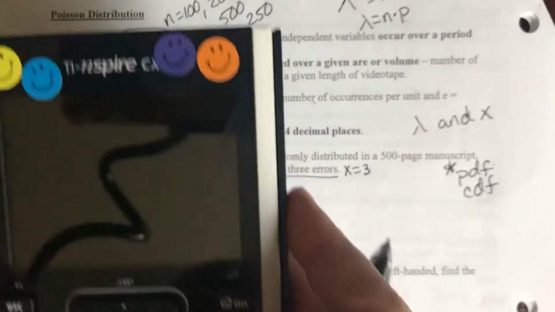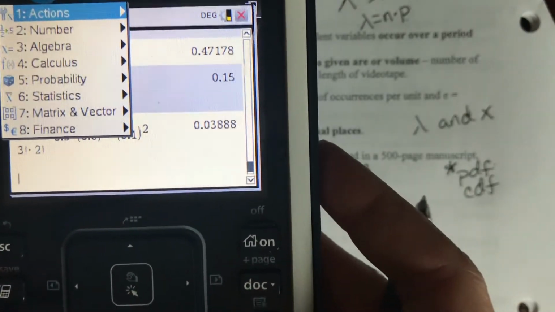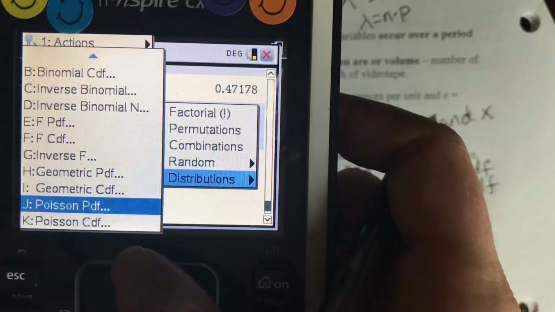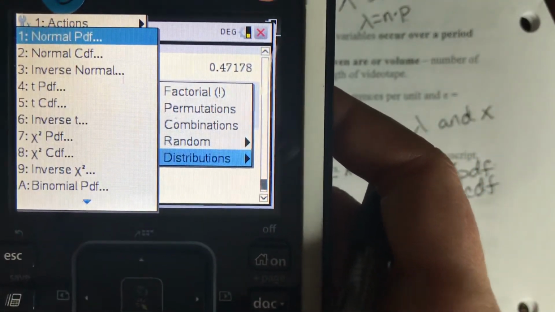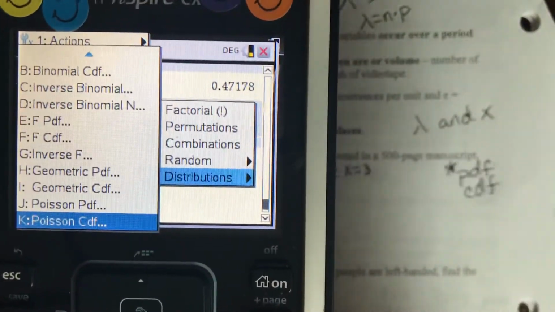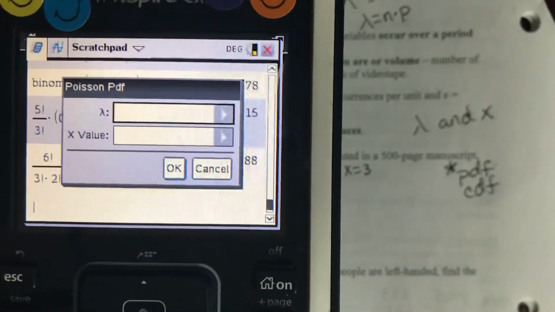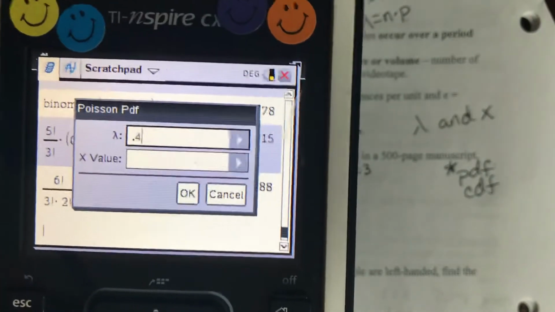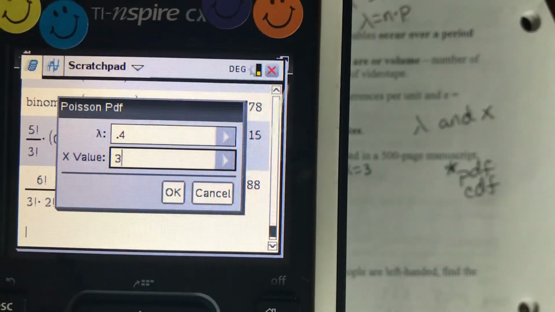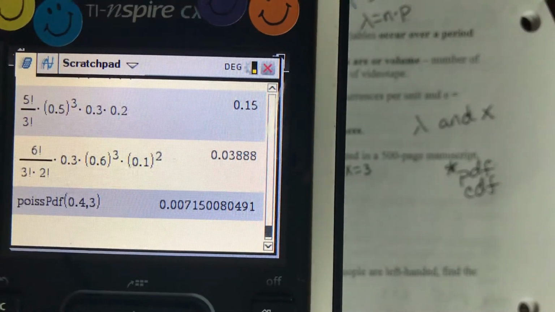In our calculators, we're going to go back to menu, probability, distributions. It's right here at the bottom. Notice I was up top. If you hit the up key, it wraps to the bottom. Pretty neat. So I'm going to pick Poisson PDF. It asks me for my lambda, which is 0.4. It asks me for my x value of exactly 3. And I'm going to just press enter, and let it do the formula for me.